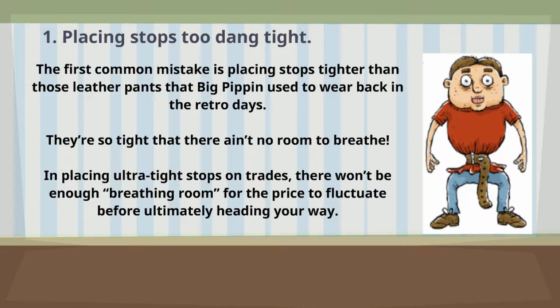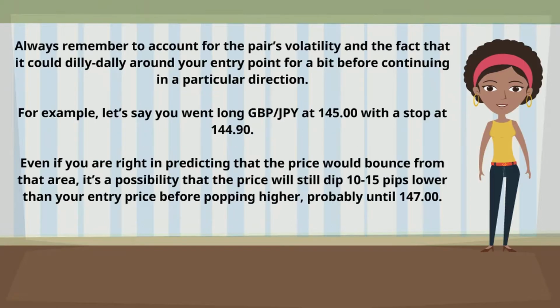Number 1. Placing stops too tight. The first common mistake is placing stops tighter than those leather pants that Pippen used to wear back in the retro days. They're so tight that there isn't any room to breathe. In placing ultra-tight stops on trades, there won't be enough breathing room for the price to fluctuate before ultimately heading your way. Always remember to account for the pair's volatility and the fact that it could be dilly-dallying around your entry point for a bit before continuing in a particular direction.